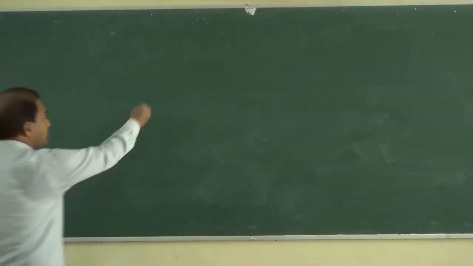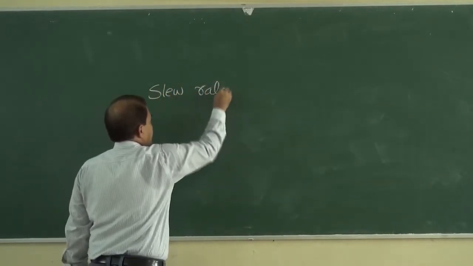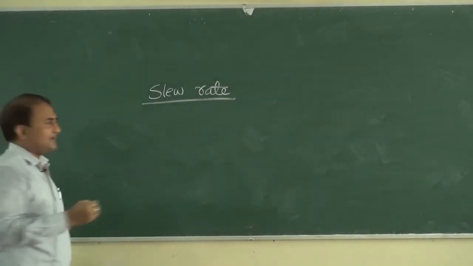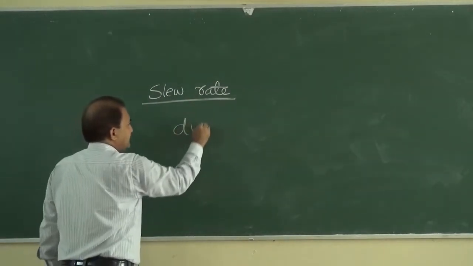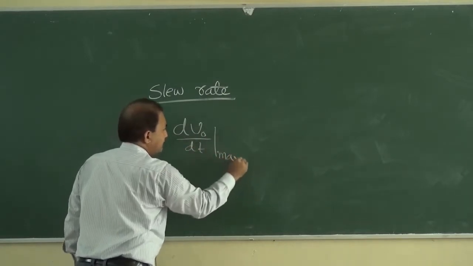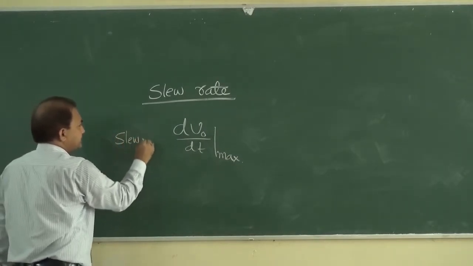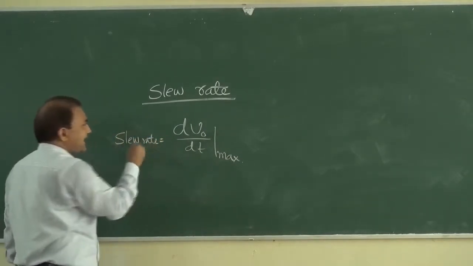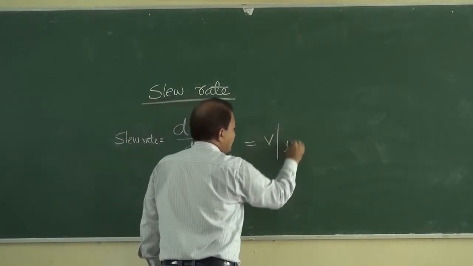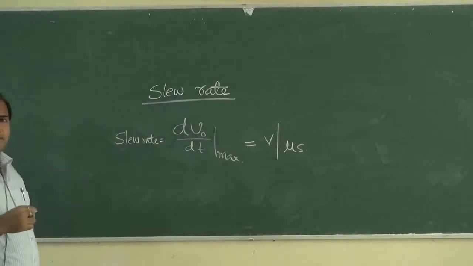Then we will study about slew rate. So what is slew rate in operational amplifier? The maximum value of dV0 by dt is equal to slew rate, and it is generally expressed in volt per microsecond.